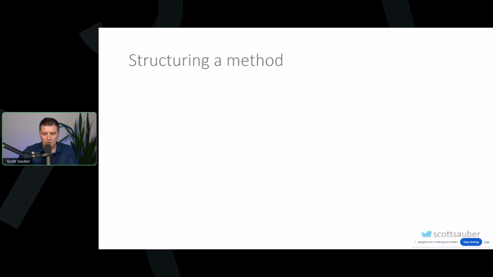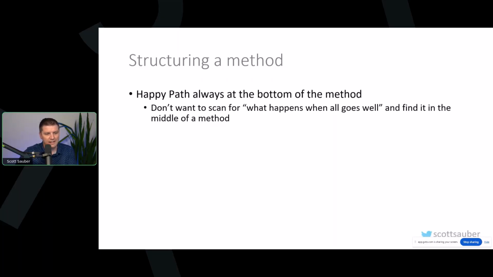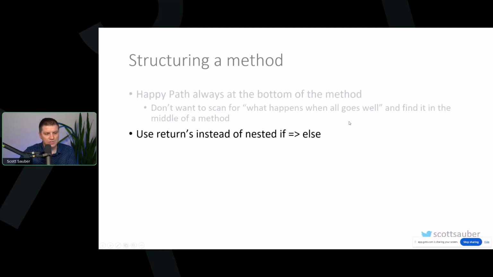Next, we're going to talk about code smells. These are just generic guidelines. In general, when I'm structuring a method, I like to have the happy path at the bottom of the method, because I don't want to scan in the middle of a method for what happens. If I've never seen this method before, what happens when everything goes well? I want to know that by looking at the bottom of the method. So I can use early returns instead of nested if-elses.